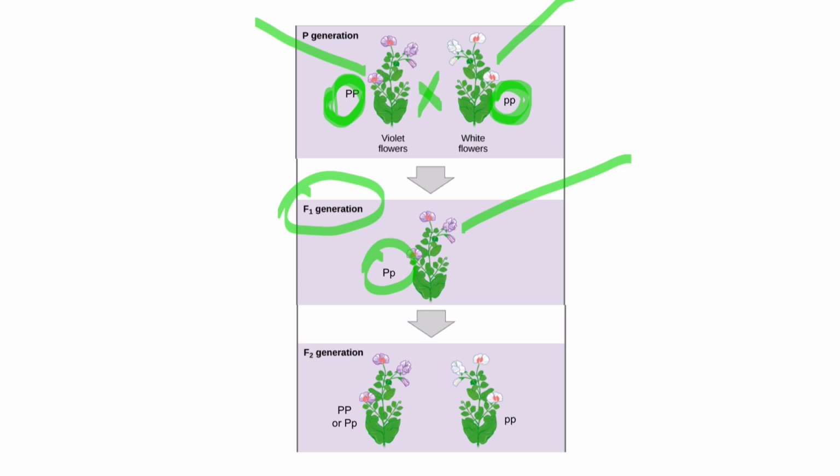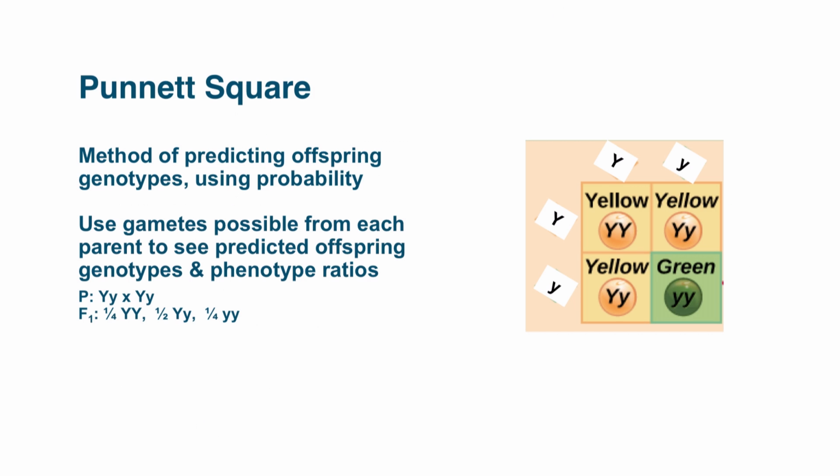And then, when we cross two F1 individuals, you get the F2 generation, and your individuals can either be little p, little p, big P, little p, or big P, big P. And so we use something called a Punnett Square to estimate the probability or the likelihood of getting one genotype in the offspring or another, which then tells us the probability of getting one phenotype or another. So we use the gametes that each individual could possibly produce to see the predicted offspring's genotypes and phenotype ratios.